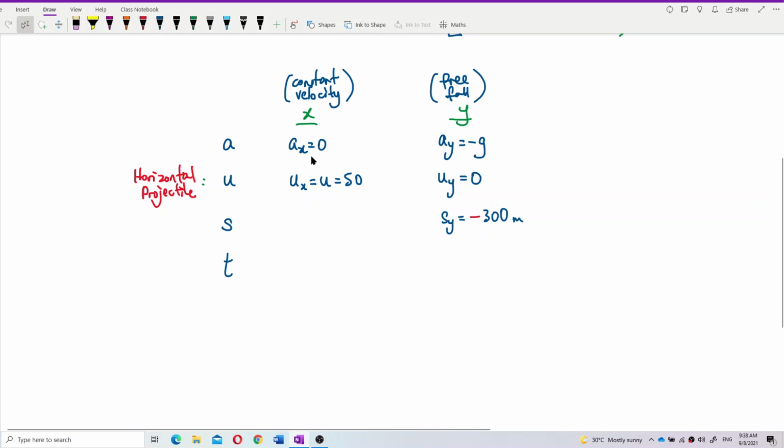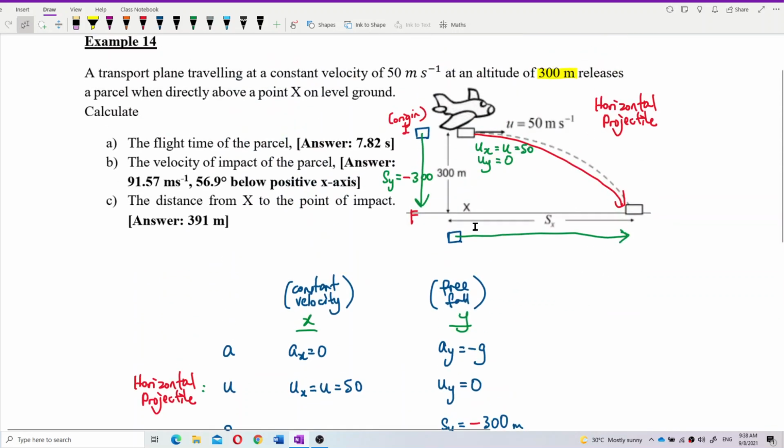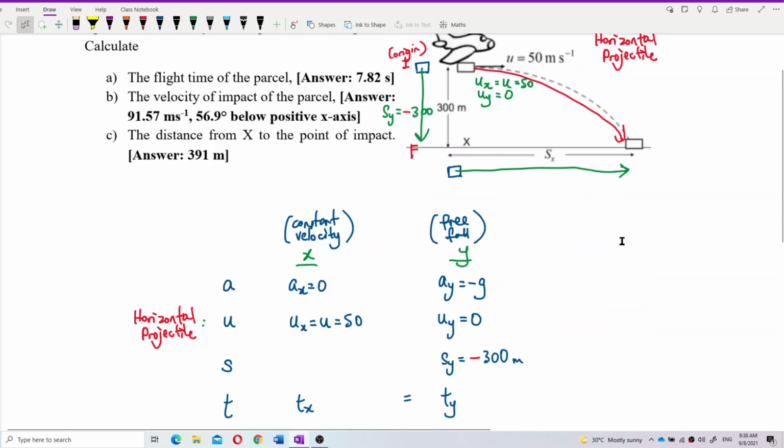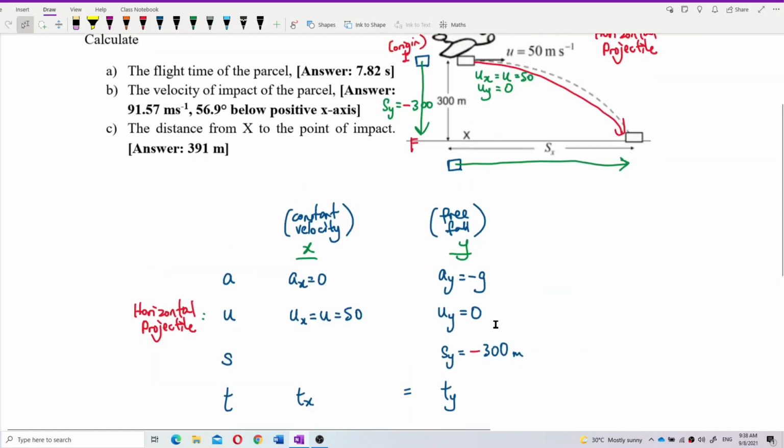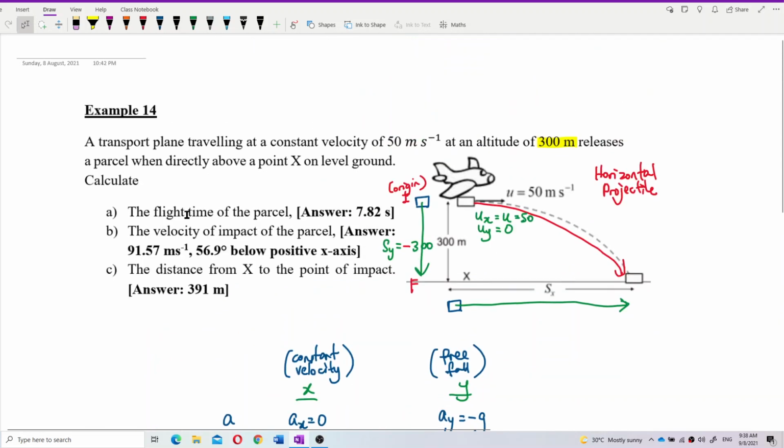Okay, this time x is equal to time y. Because we know that the time for this parcel to go to the right, as this parcel to go downward, they complete it at the same time. All right, so time is the same. So we want to find the flight time of the parcel.